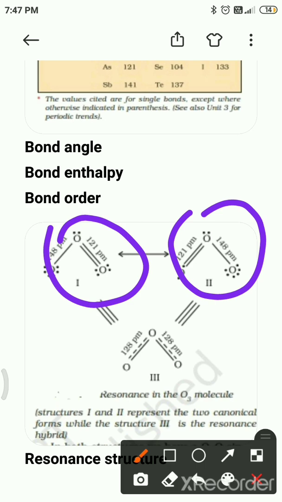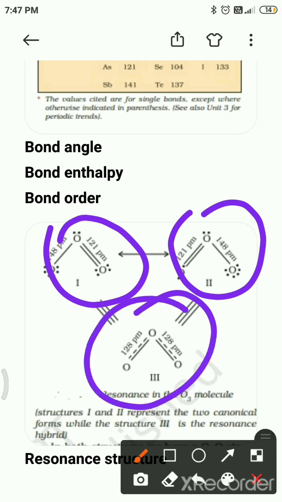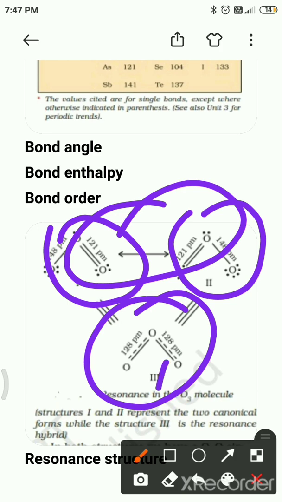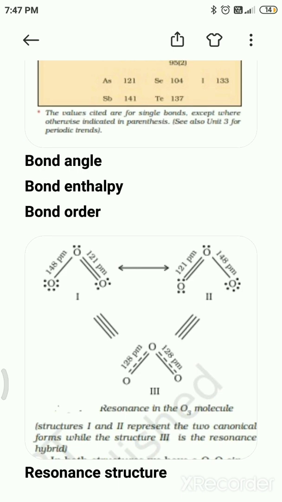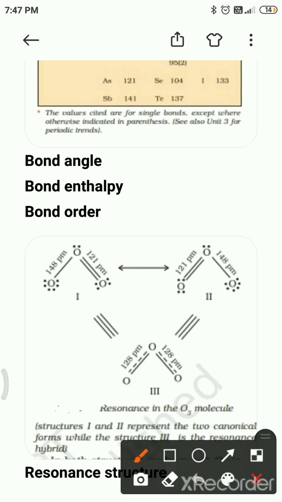So, their hybrid is the third one. These two hybrid into the third one. The third structure represents the structure of ozone (O3) more accurately. This is called the resonance hybrid. The resonance hybrid is represented by a double-headed arrow. In general, you can state resonance structures.